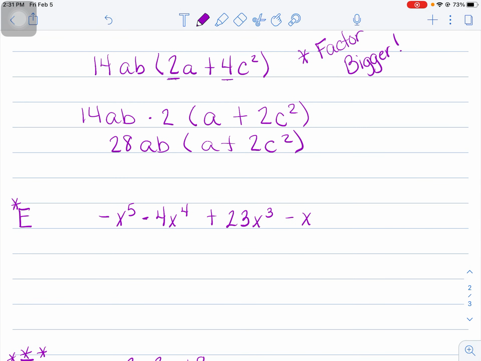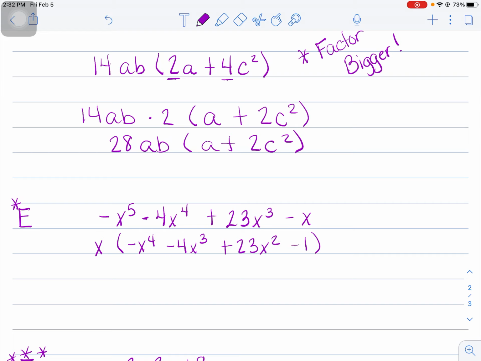Now, e, same premise, but notice I have all these negatives. So sometimes that throws people off. Now, you can pull out an x. Obviously, they all have an x. And I could do that, and I'm going to be left with a negative x to the fourth, a negative 4x to the third, a positive 23x to the second, and then a negative 1.